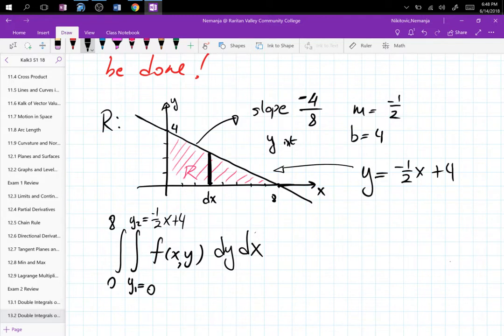So now I have my x, which goes from 0 to 8, because the first representative rectangle is in the place of the y-axis. And then all of the infinity of those infinitely thin representative rectangles, all of those infinitely many, all the way to 8. So that's why the x limits are 0 to 8.